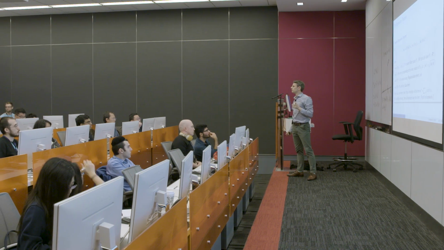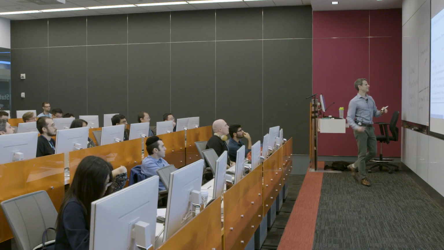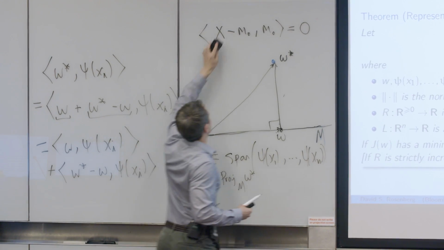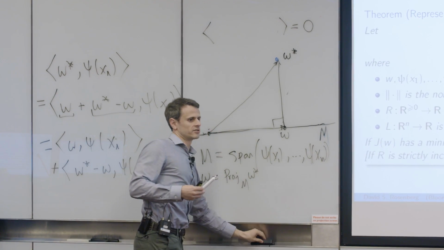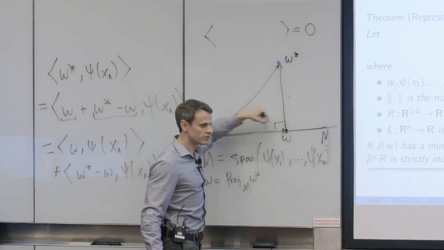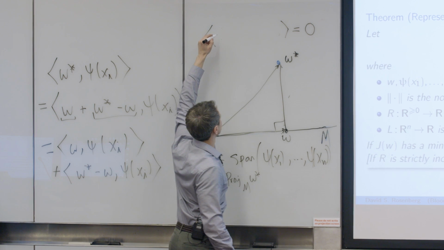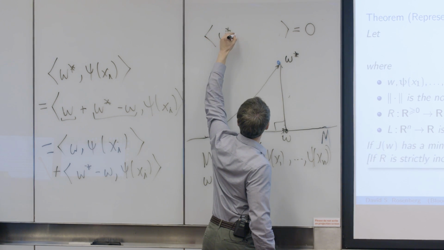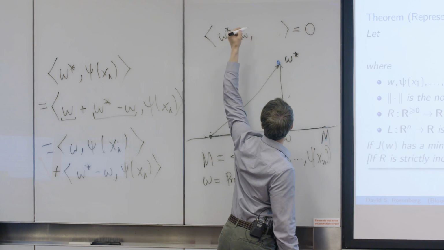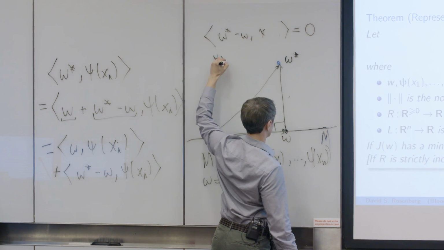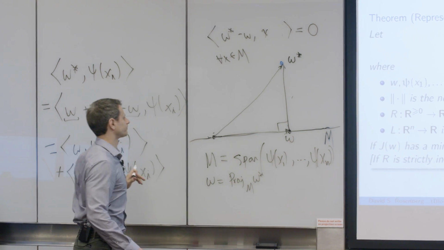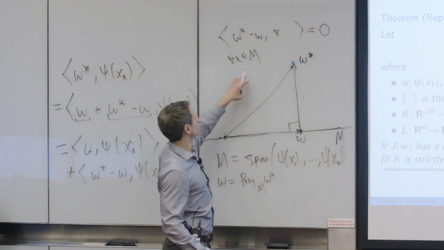Great. So if we change our notation to the current notation, this says that the residual vector, the difference between the original vector and its projection, must be orthogonal to the subspace that you're projecting into. So w star minus w is orthogonal to, let's just say, x for all x in the subspace M. Right? It's orthogonal to everything in that subspace. In particular, it's orthogonal to w.